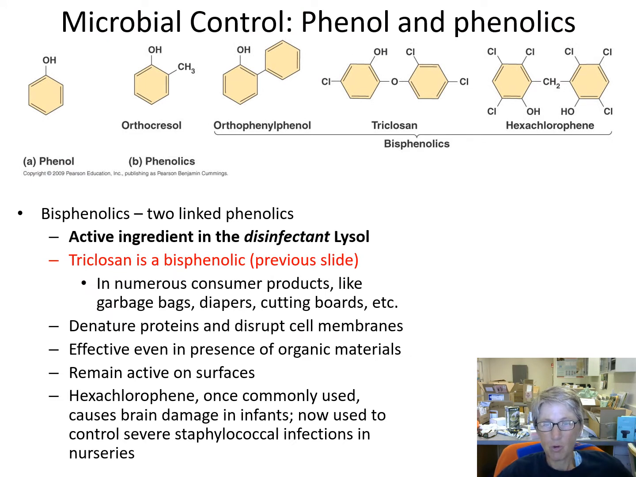Bisphenolics, you just have 2 linked phenolic groups, and we already talked about this. Triclosan is the active ingredient in Lysol. What it does, though, it can denature proteins. So again, if bacteria has an enzyme that it needs to do metabolism to live, and that enzyme is a protein, and triclosan destroys the protein, then the bacteria can't do the biochemistry and metabolism, and it will die. Phenolics can also disrupt the phospholipid bilayer, the cell membranes.